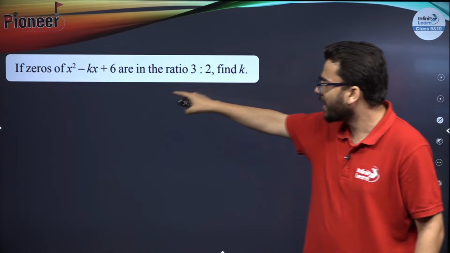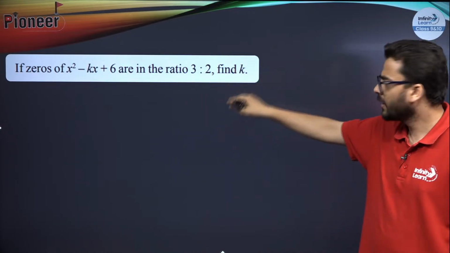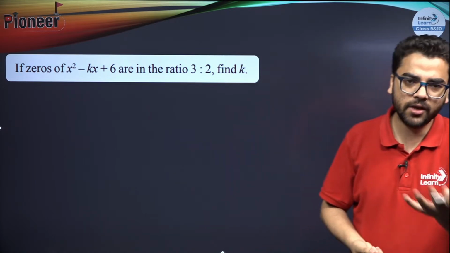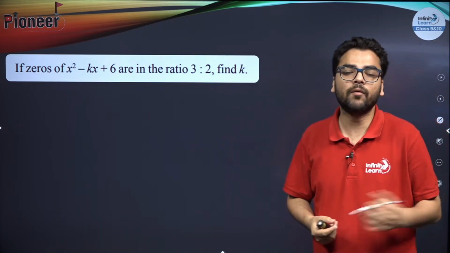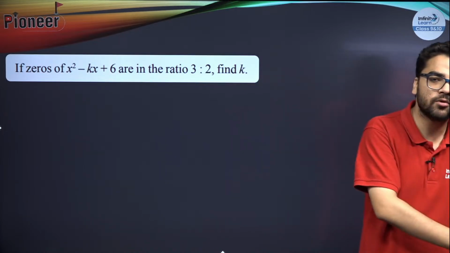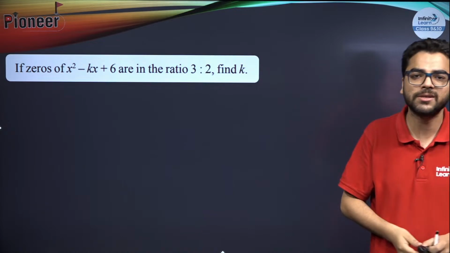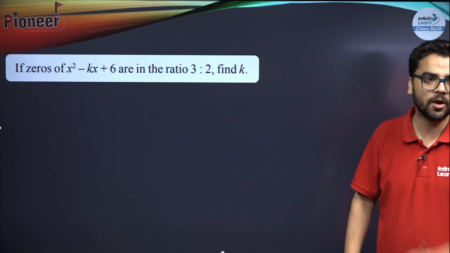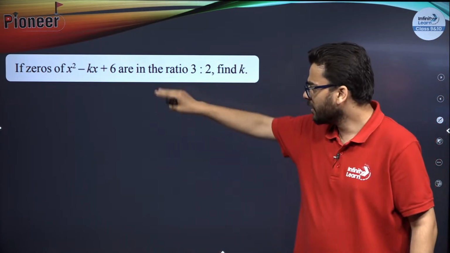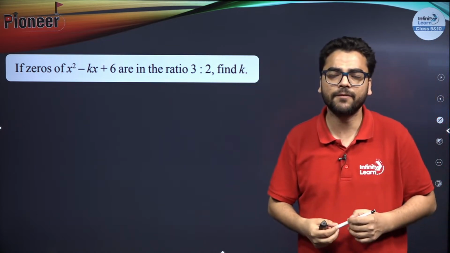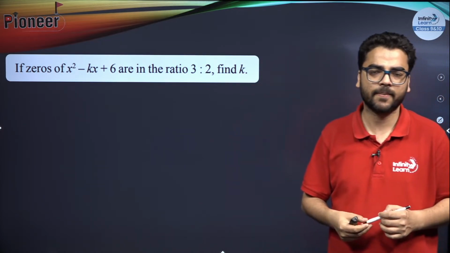Let us do the next thing over here. If the zeros are in the ratio 3:2, then you have to find the value of k. Over here I am giving you a hint: only one thing is not going to help. I mean only the sum of zeros or only the product of zeros will not help. You have to use both of the rules over here, both of the formulae. Ratio of roots, ratio of zeros are given. Then you have to find the value of k.